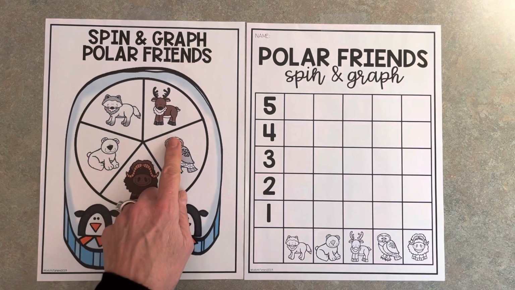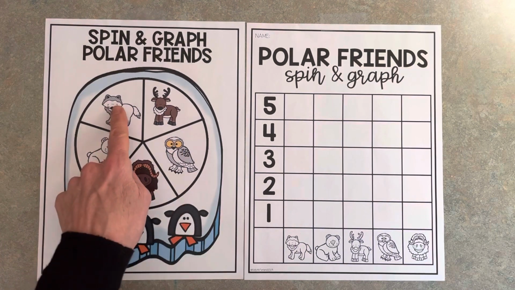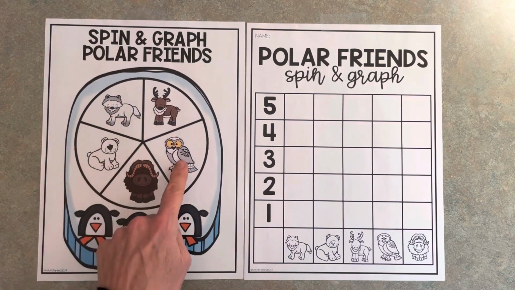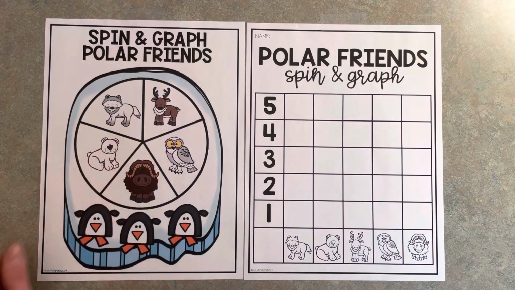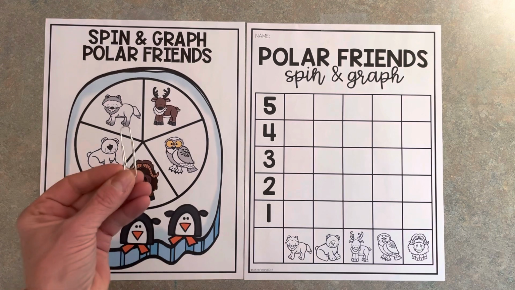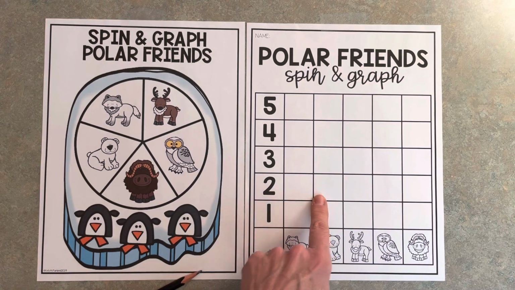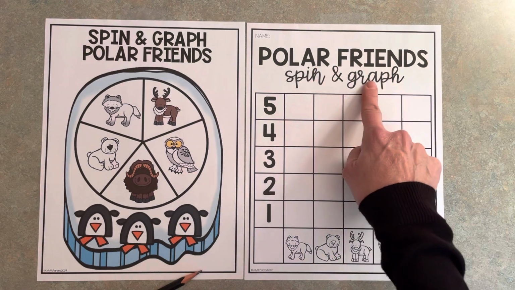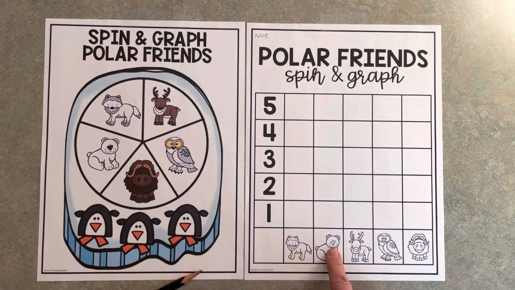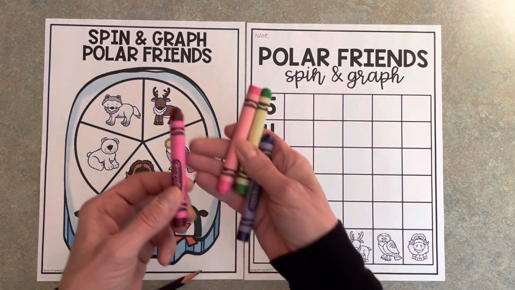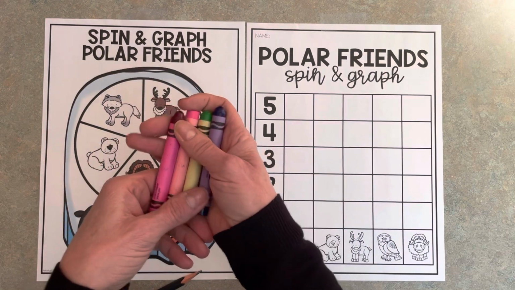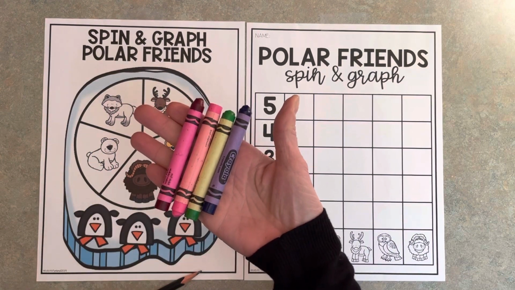On this page, you're going to see that we have five polar Arctic animals for you to play the game. You're going to need a paper clip. You're going to need a pencil. You're going to need your second paper that says Polar Friends Spin and Graph, and it has your 5 friends down at the bottom. And you're going to need 4 different colors of crayons. It doesn't matter what colors you pick out.